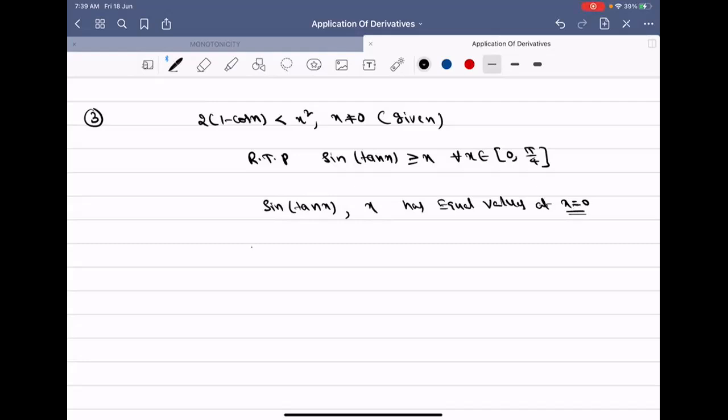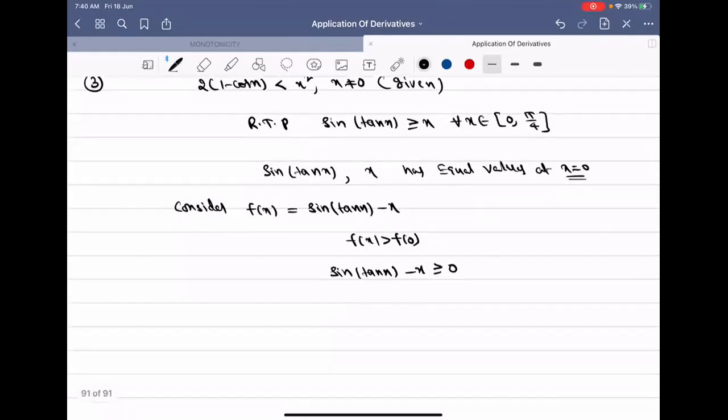Now, to prove this inequality, we consider the function f of x equal to sine of tan x minus x. We will try to show it is an increasing function. To show it is increasing, we should show that in between 0 to pi by 4, f of x is greater than f of 0. Or what we need to show is sine of tan x minus x is greater than or equal to 0.